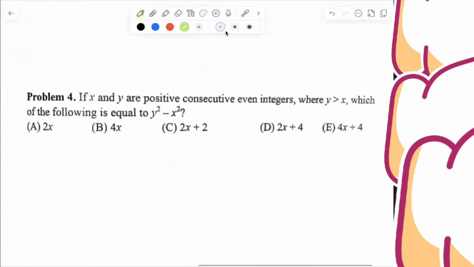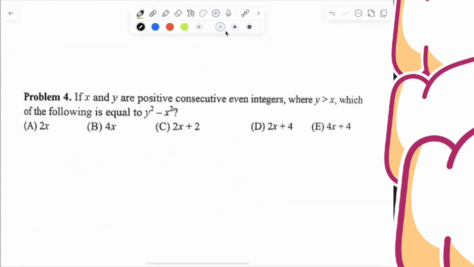Let's move on to problem 4. I think it's pretty similar to the one we did last session. So let's try to solve it. If x and y are consecutive even integers, where y is greater than x, which of the following is equal to y squared minus x squared? Try to use the consecutive even integers. What can we do from it? And since y is greater than x, maybe it might be helpful that you write y in terms of x. Since it's a consecutive even integer, you might want to write it as x plus 2.